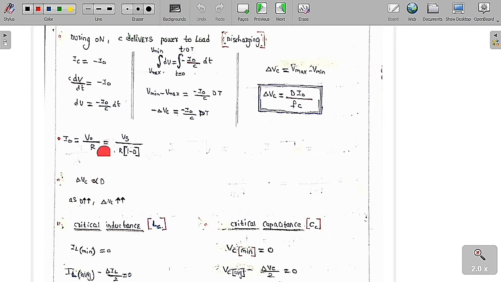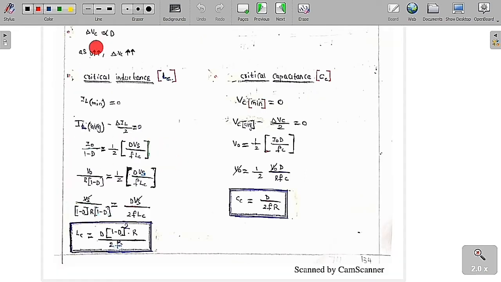I already told you I naught is equal to V naught by R, and V naught is equal to Vs by 1 minus D. If you substitute V naught is equal to Vs by 1 minus D, you get this expression. So clearly delta Vc is equal to D into I naught by fC, as we have just seen. Therefore delta Vc is directly proportional to D. As D increases, delta Vc also increases.